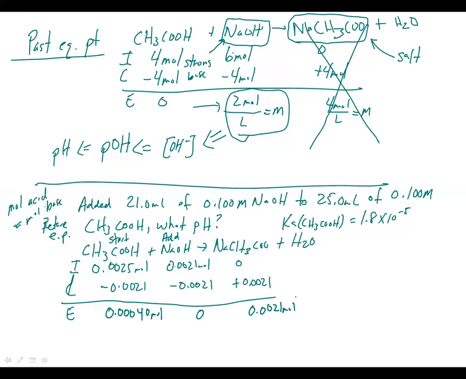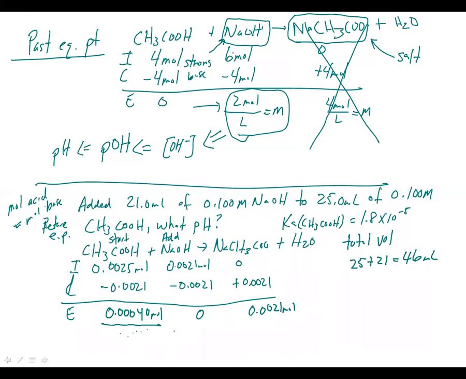Again, it's very good practice at this point after you do the initial ice table to convert these back from moles into molarity. Our total volume at this point, we started with 25, we added 21, that is 46 milliliters. That means we're going to divide each of these by 0.046 liters. Divide this one by 0.046 liters.